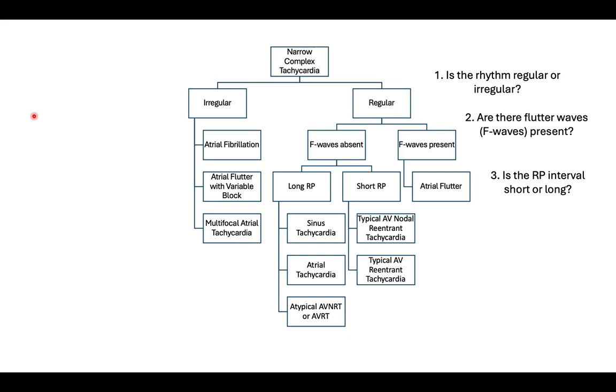And if we have a short RP interval, we're thinking along the lines of typical AV reentrant tachycardia and typical AV nodal reentrant tachycardia. And so these rhythms we are going to be reviewing today, and these rhythms we'll be reviewing in our upcoming session. As I mentioned, this is part 1 of 2, and we'll go through those in our next session.